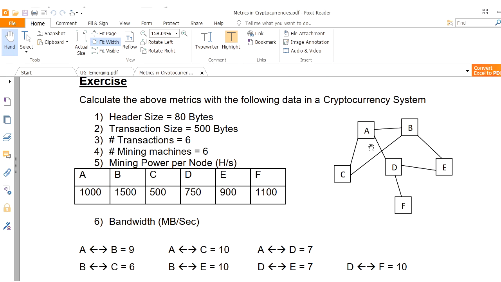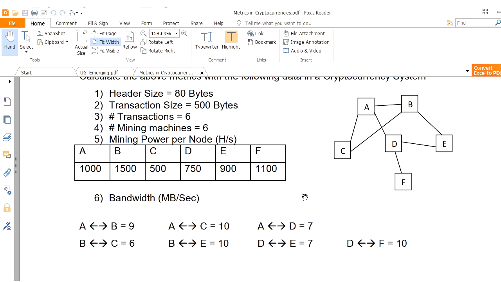These are the peer nodes in a peer-to-peer system, in which the mining power of each system is: A is 1000 hashes per second, B is 1500 hashes per second, C is 500 hashes per second, D is around 750 hashes per second, E is 900 hashes per second, F is 1100 hashes per second. These are the mining hash generation rates of each peer node.